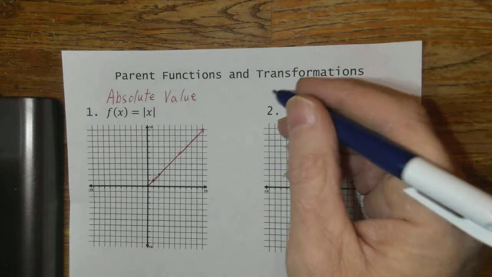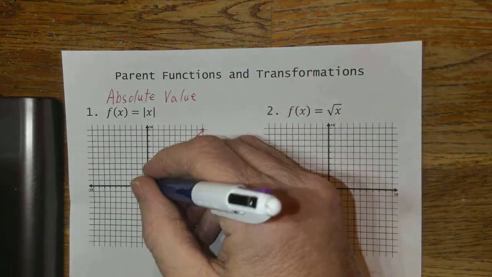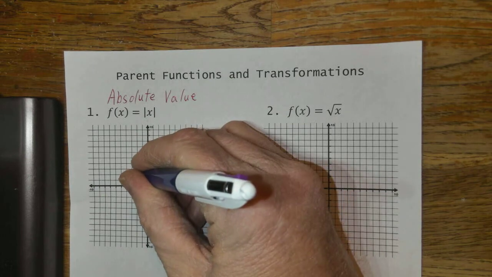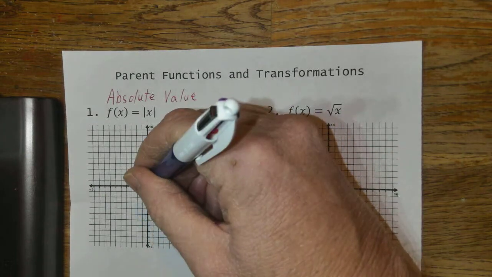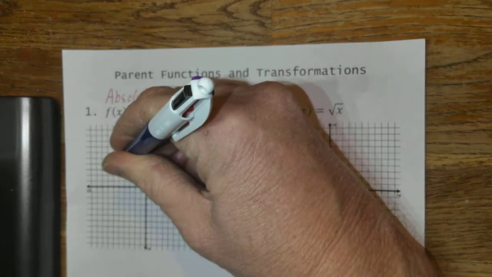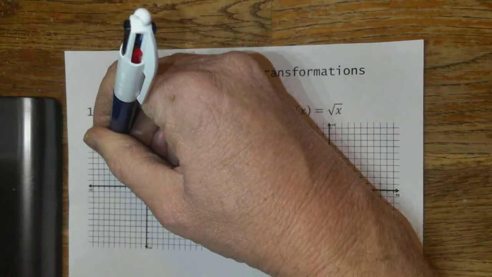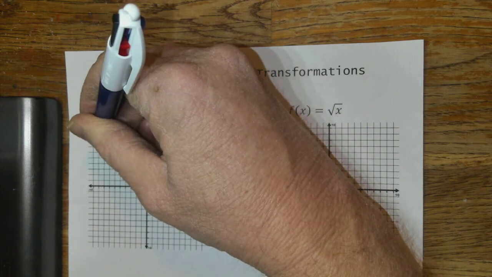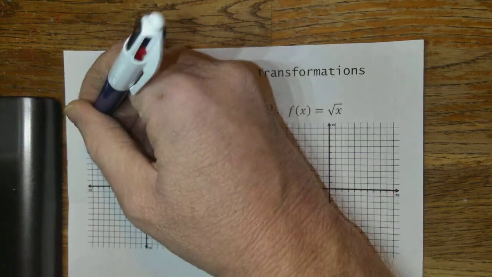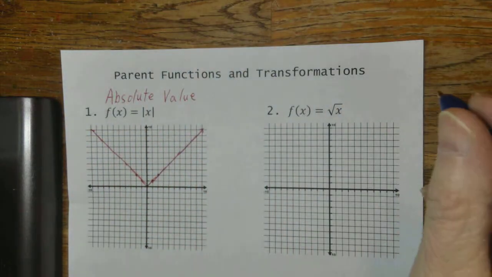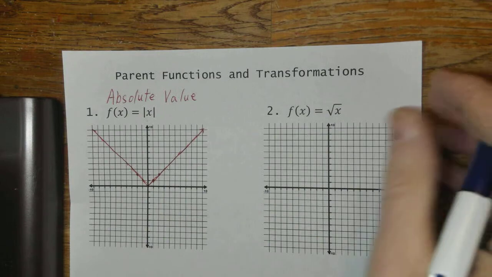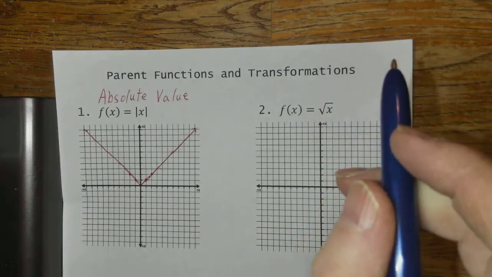Okay. Now, the absolute value of negative 1 is still positive 1. Absolute value of negative 2 is positive 2. So there is this one. And again, we'll split those diagonals right in half, and we cut the second quadrant in half diagonally. So this is the parent function for absolute value.